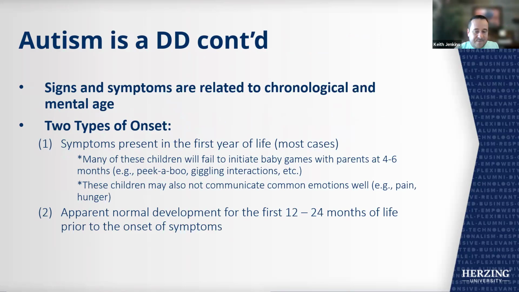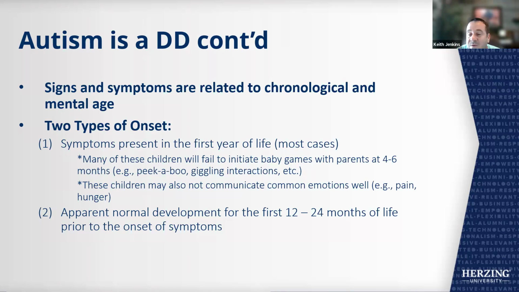So moving on here, while they do have developmental delays that are inconsistent, their symptoms are related to their chronological age, typically, and their mental age, and typically begin presenting within the first year of life in most cases, even though we just mentioned that they typically don't get diagnosed till they're at least around 3 years of age.